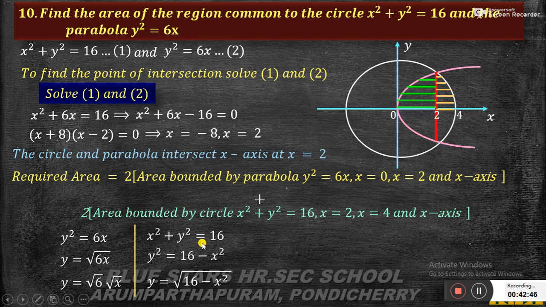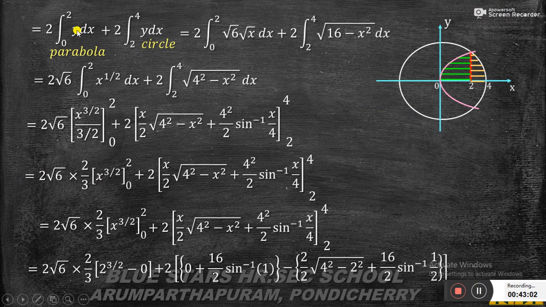So x square plus y square equal to 16 means y square equal to 16 minus x square. So y equals the square root of 16 minus x square. That means we substitute the answer. That means 16 minus x square means, so 2 into integral 0 to 2 y dx plus 2 into integral 2 to 4 y dx.